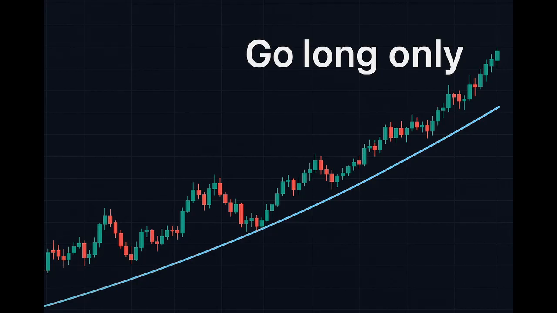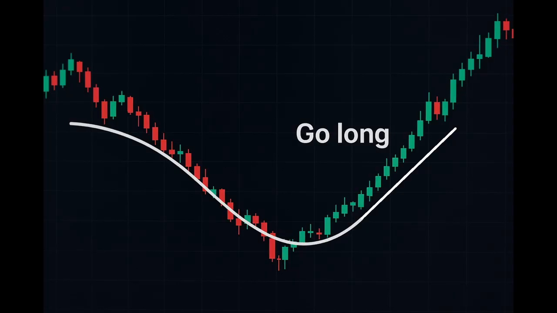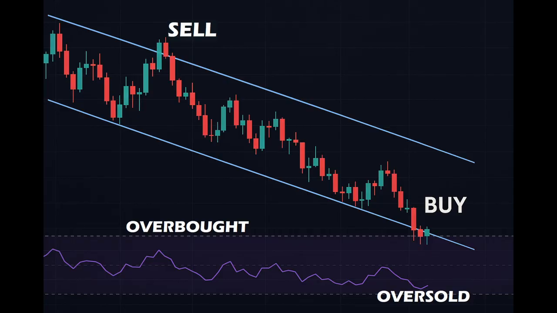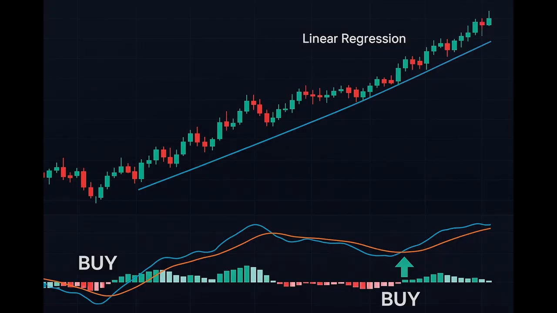There are many, many ways to use linear regression in trading. For example, as a trend filter, when price stays above the line, you only go long. When slope is up, you go long. As a mean reversion tool, when price touches or breaks the outer band, you fade the move. Or as an entry or exit confirmation, combined with volume, RSI, or MACD.